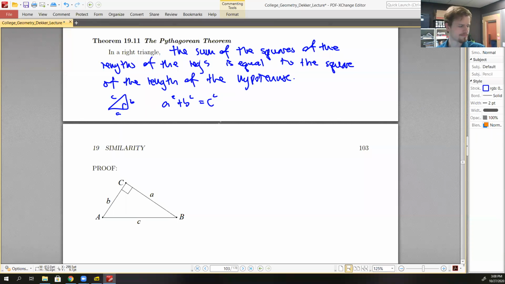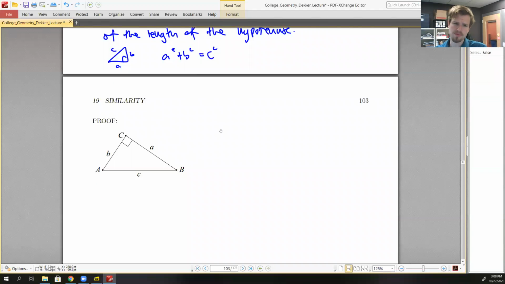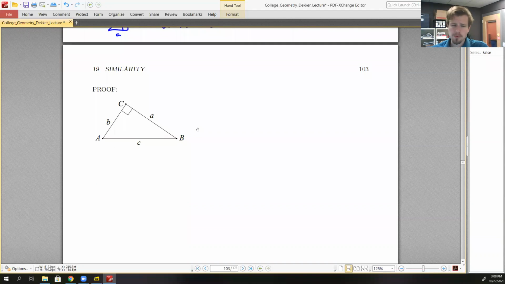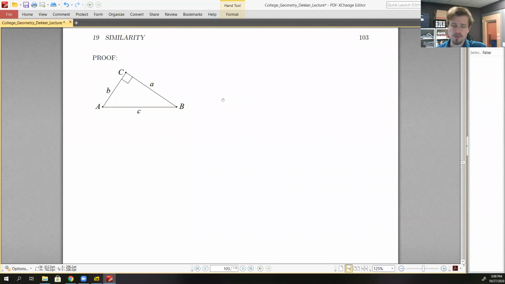All right. So let's take a look at a proof of this. What we're going to do is use similar triangles to help us prove this. We're going to take a line through C down to the line AB that's perpendicular. So angle 1 and angle 2 would both be right angles.